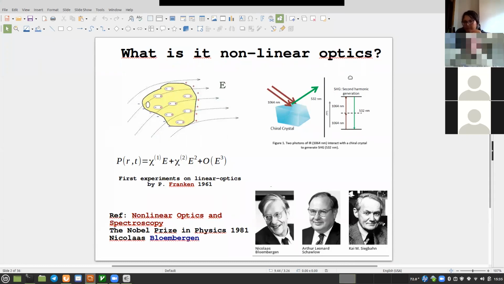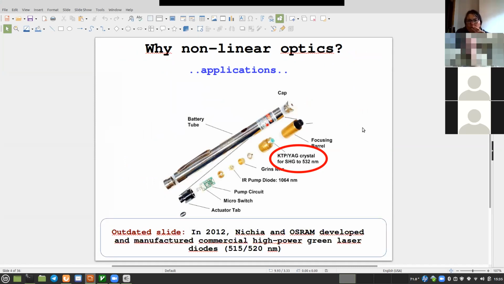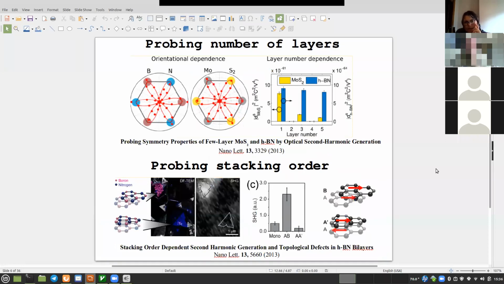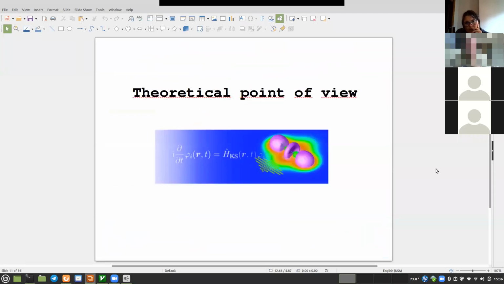So the schematic representation is this one. We send the red photon and you get the green one. A typical application was the green laser, even if this slide is a bit outdated because now there are direct green lasers. But the first green lasers were expensive because it was a red laser, then changed into green with a nonlinear crystal. I will skip all this example, and I just want to give you an idea of how the code works.